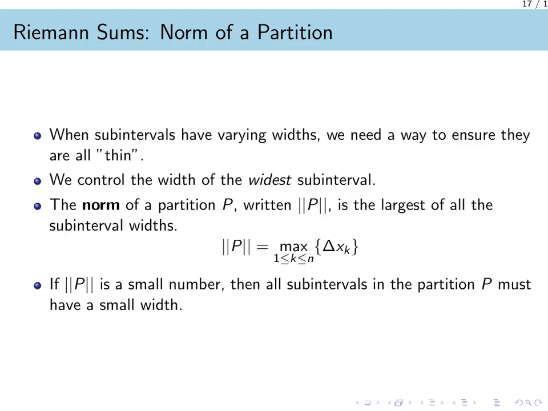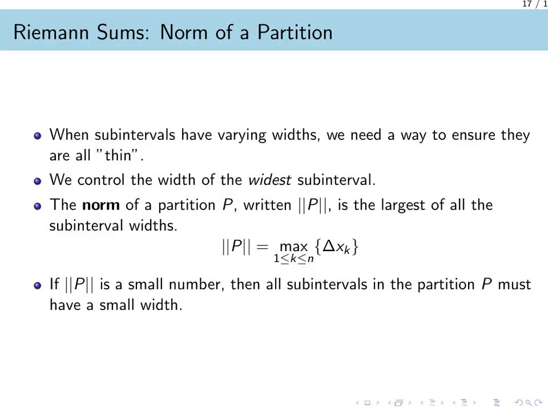To improve our area approximation, we need to ensure all our rectangular subintervals are thin, even if they have varying widths. We can control this by focusing on the single widest subinterval in our set. This leads to a new concept called the norm of a partition. The norm, written with double vertical bars around the letter P, is defined as the width of the widest subinterval.